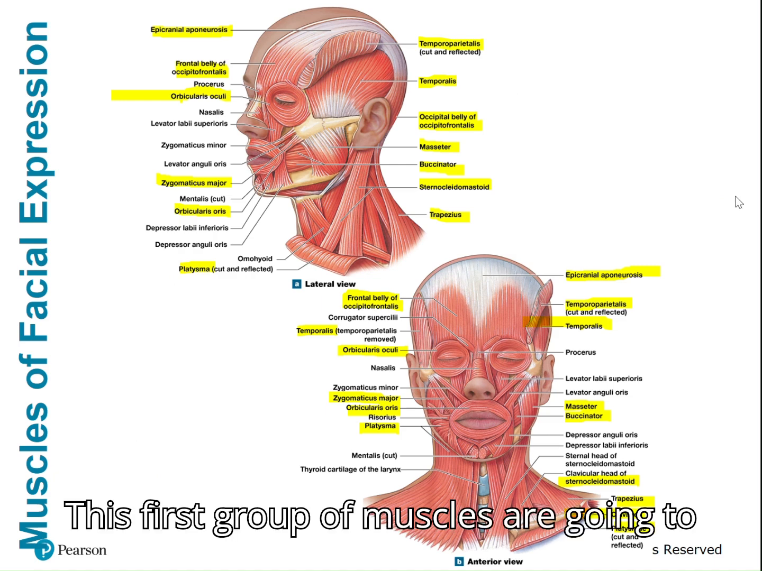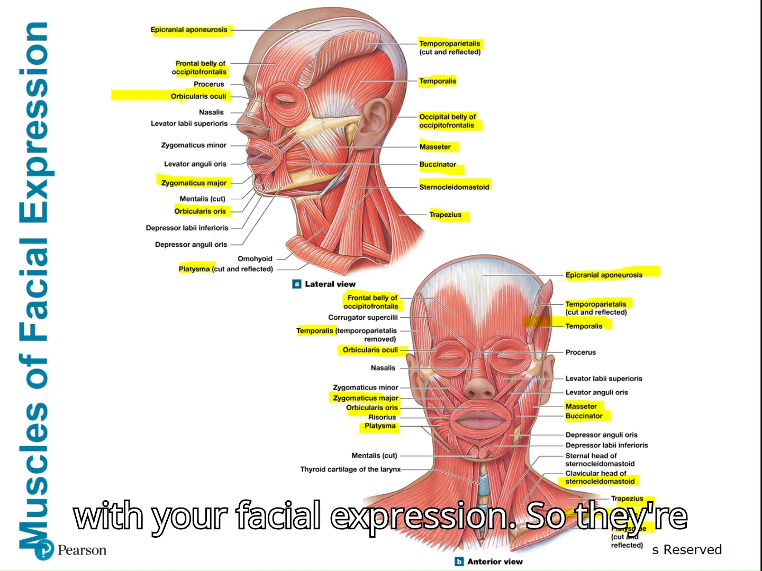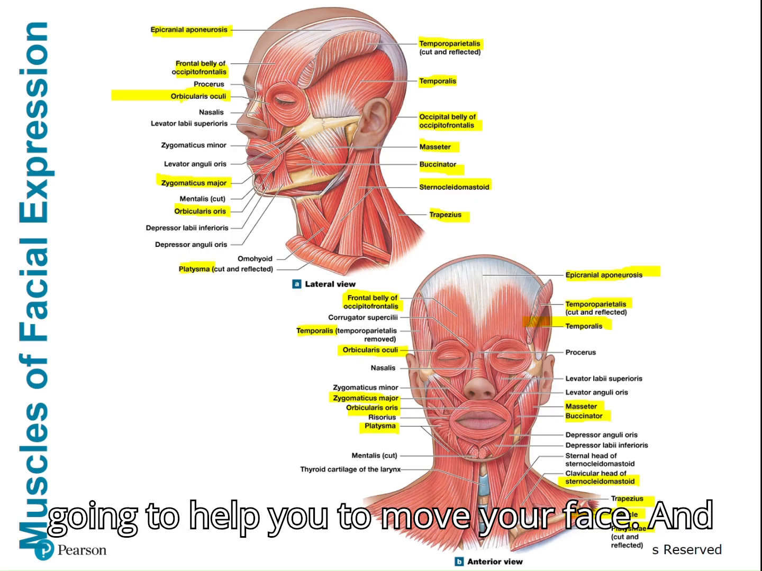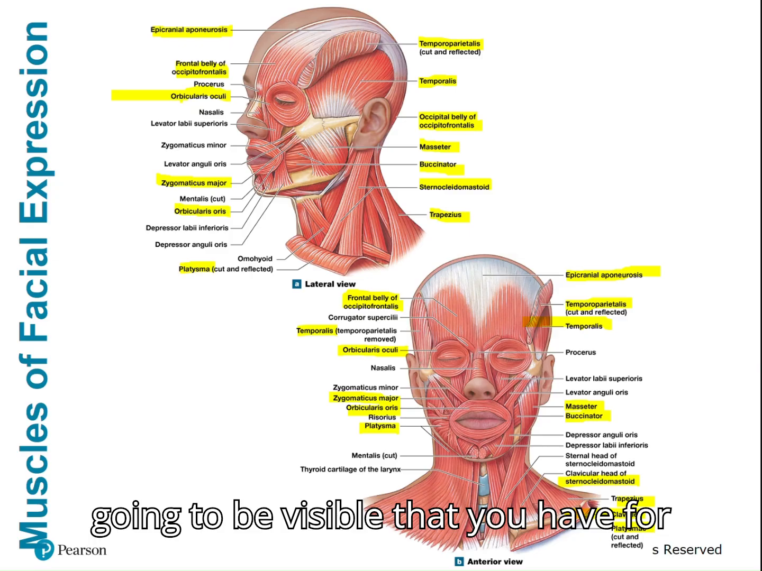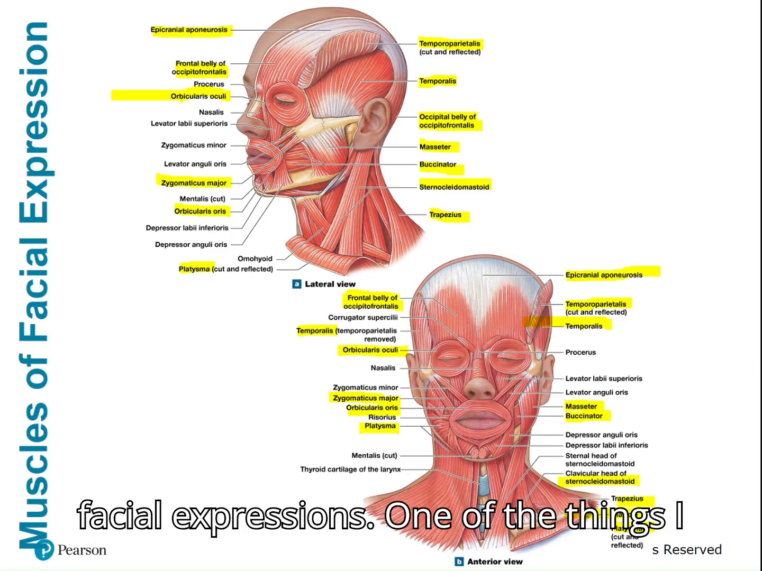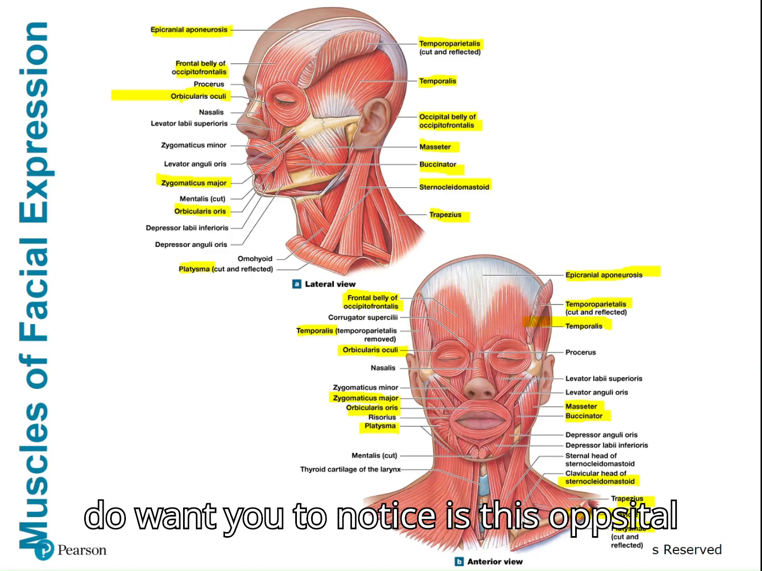This first group of muscles are going to be muscles that help you with your facial expression. So they're going to help you to move your face. And there are 22 distinctive muscles that are visible that you have for facial expressions. One of the things I do want you to notice is this occipitofrontalis.